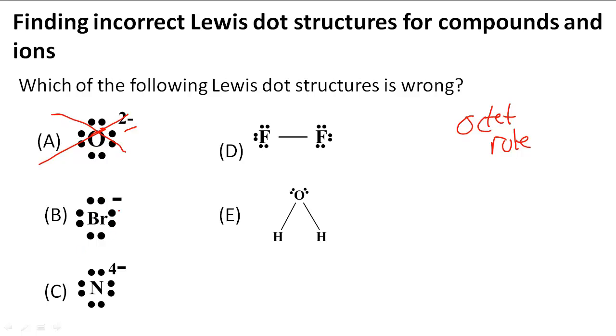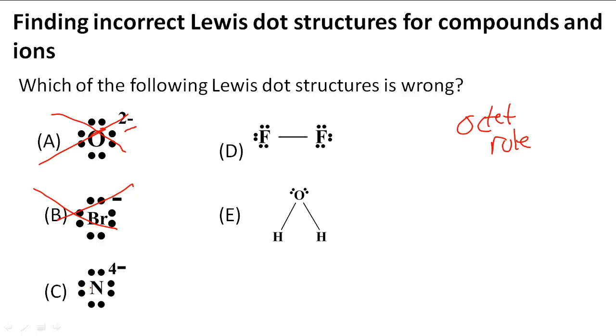Br, we know that it has 7 valence electrons because it's in group 7A, and when we look at it, we see that it has gained 1 valence electron because it wants to have 8 valence electrons, so that is also correct. So B is not the answer we're looking for.